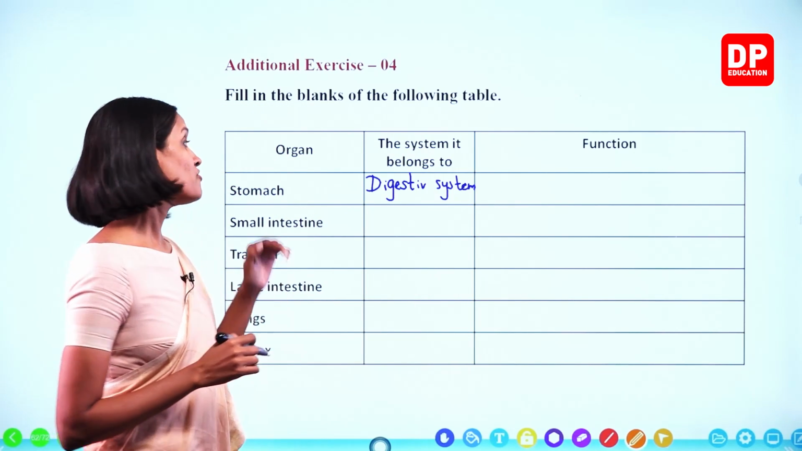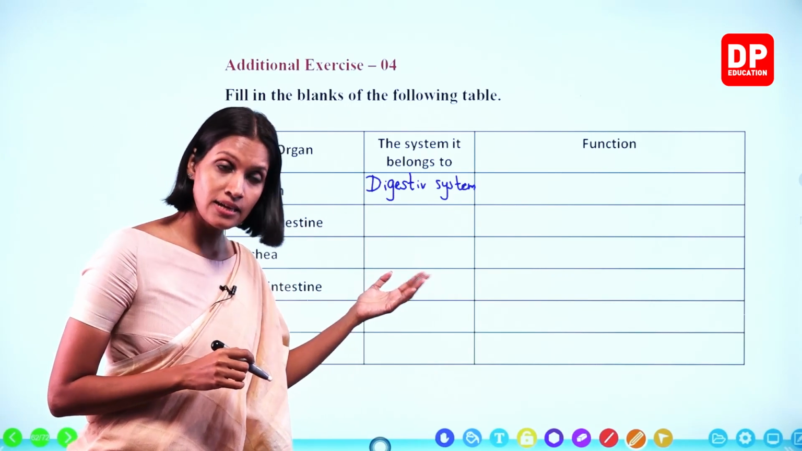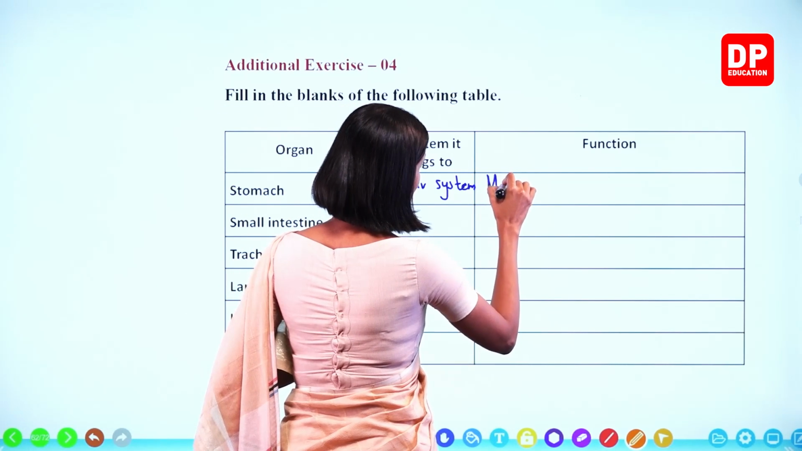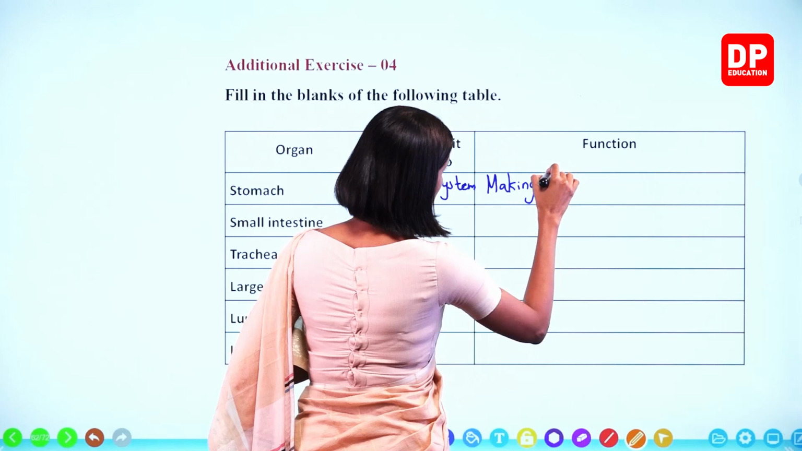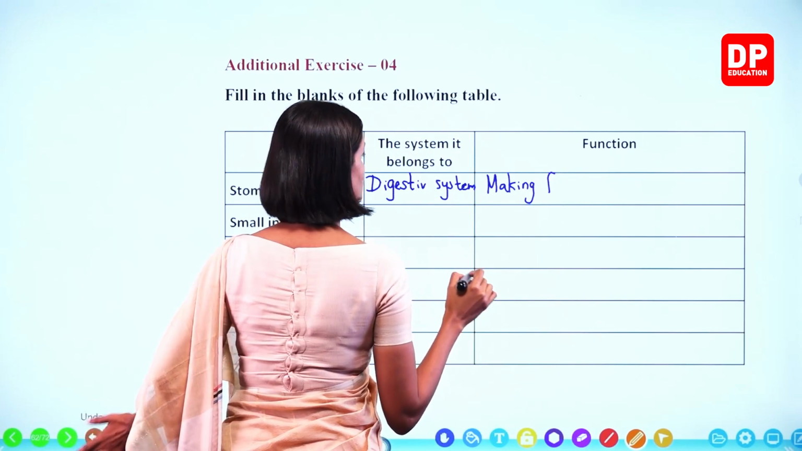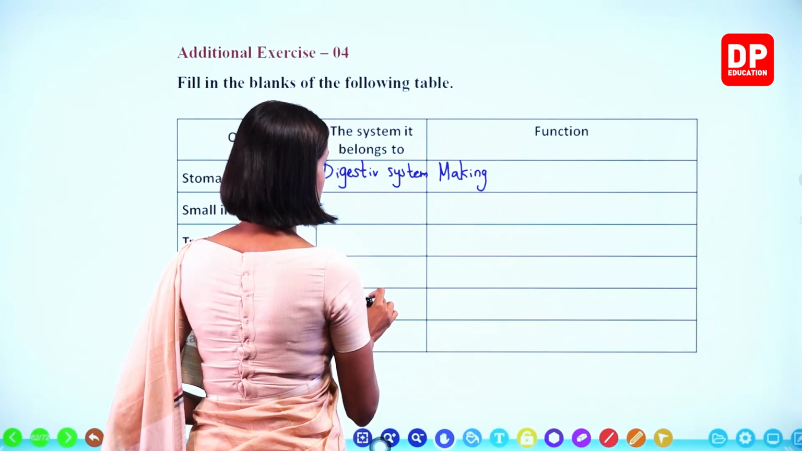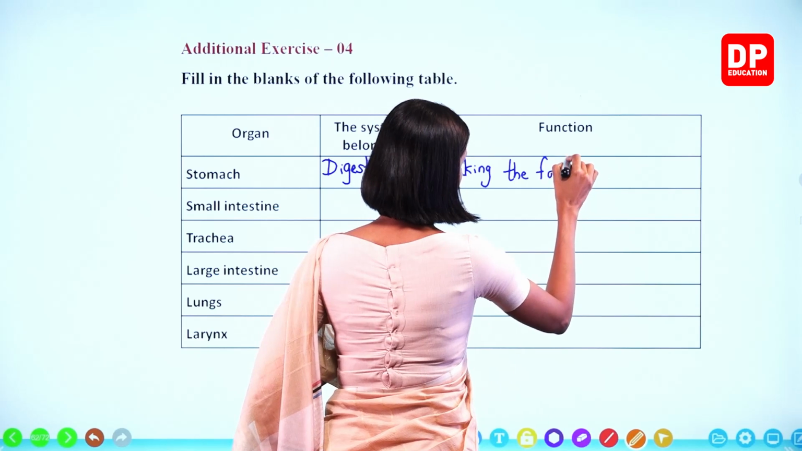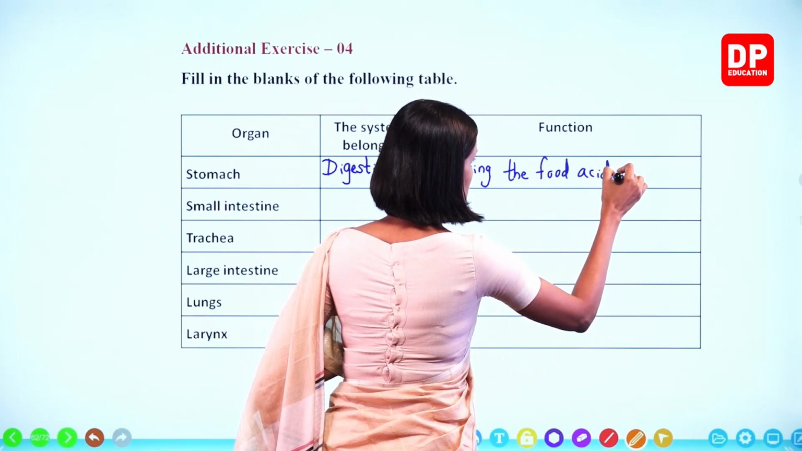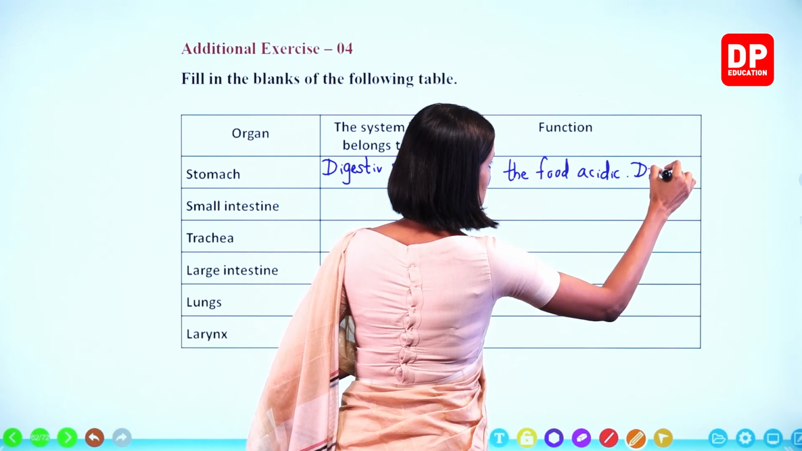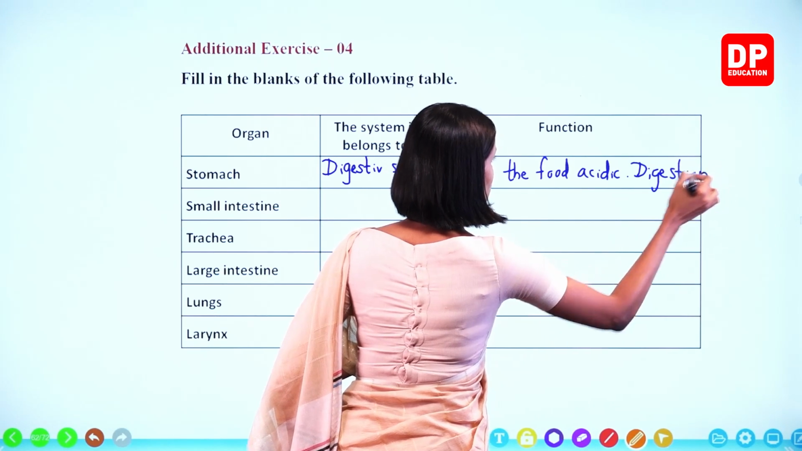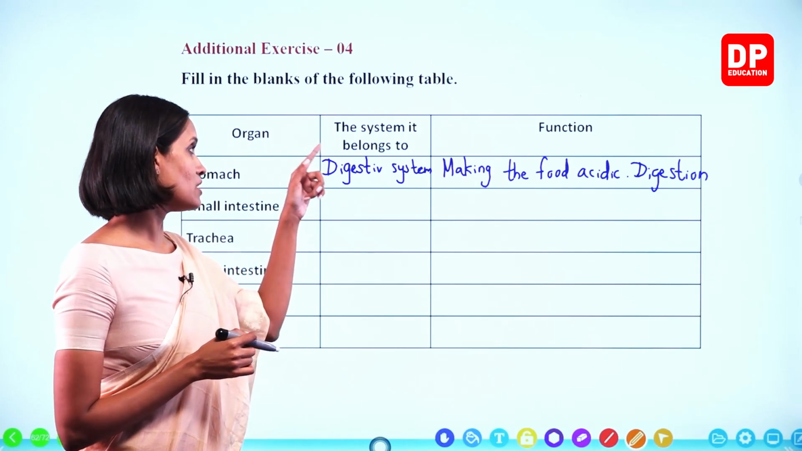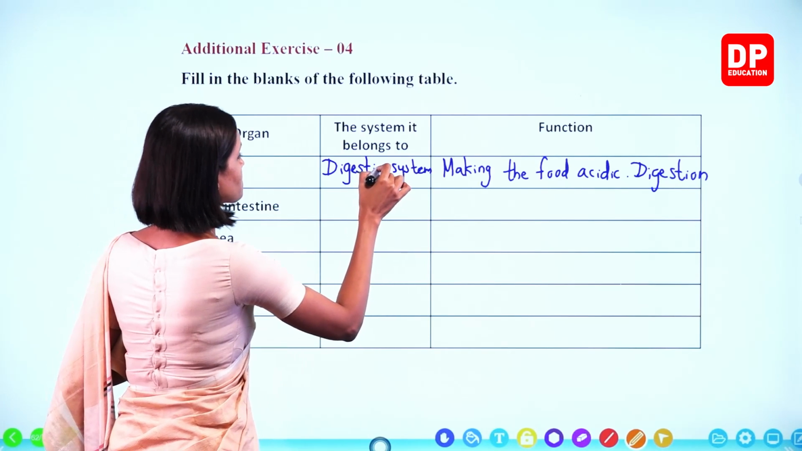Function. The stomach makes the food acidic and also the digestion of food, right? Making the food acidic. And also digestion of food. Right? Small intestine belongs to the digestive system.